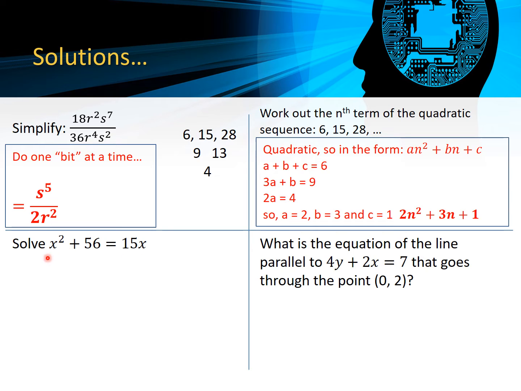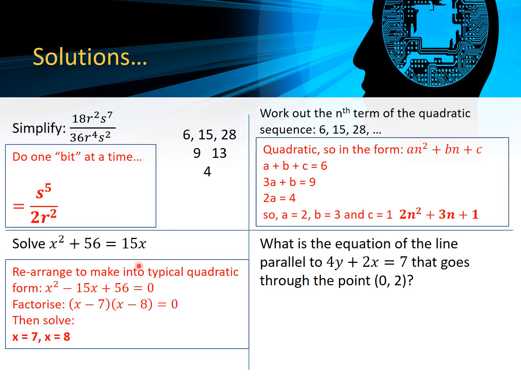Next one, solving an equation. This time it looks a bit quadratic-y, but we've got a 15x living over here. First thing, you've got to rearrange it, make it into a typical quadratic form. So let's get this 15x across to the other side. It was positive, it becomes negative when I take it away. Then we factorize it. Numbers that multiply together to give me 56, that somehow I can get a 15 from. 7 and 8, minus 7 and minus 8. Solve it. X is 7, X is 8. Again, bosh, done.